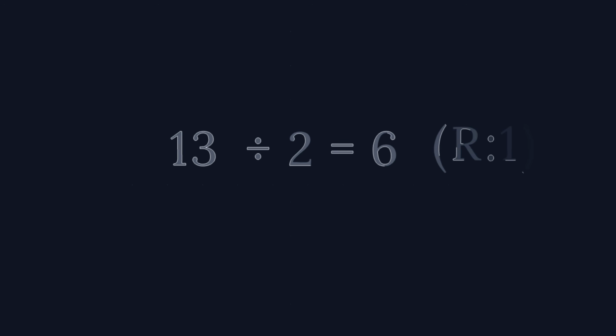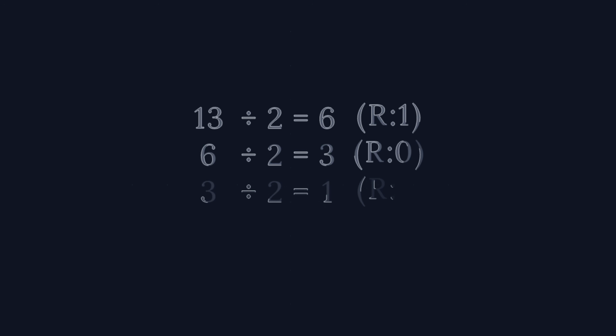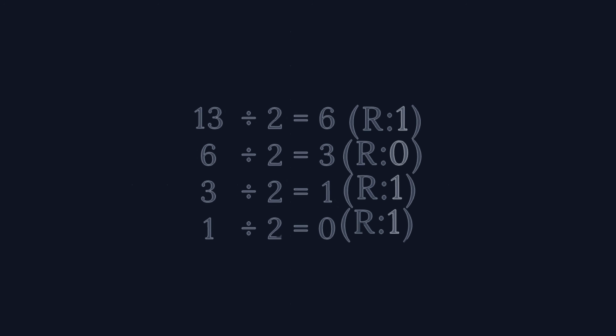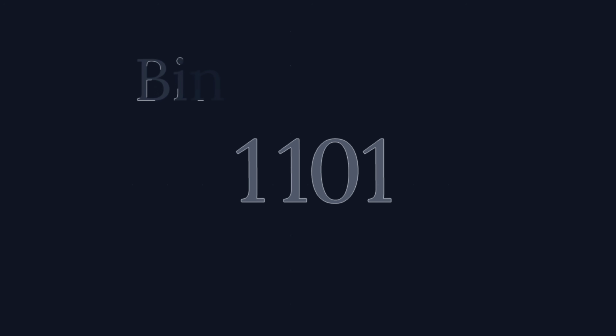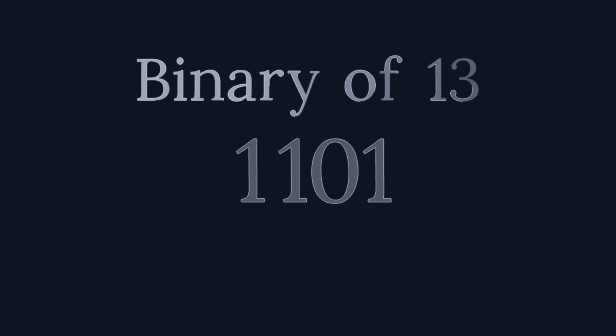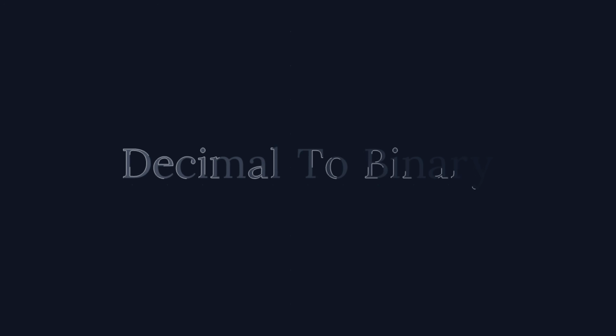If you take a number, let's say 13, divide it by 2 and note the remainder. Do this repeatedly until it becomes 0 and then read the remainders in reverse order. You get the binary equivalent of 13. This is the decimal to binary conversion algorithm.